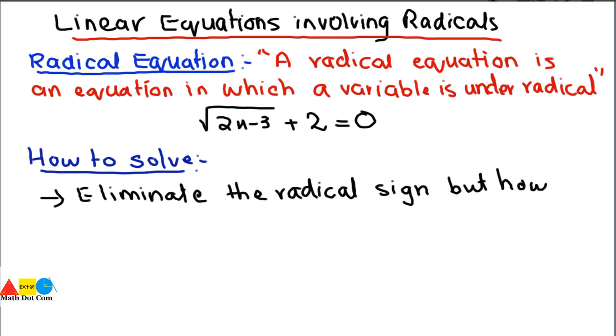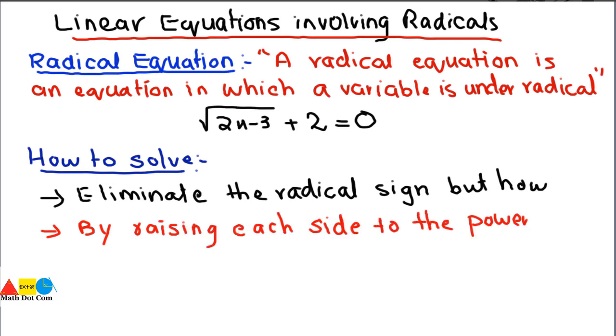You can do this by raising each side, as we have two sides of an equation, that is the left hand side and the right hand side. So we have to eliminate the radical sign by raising each side to the power equal to the index of the radical. Now these are just statements. You will understand the concept properly when you apply it on the example.